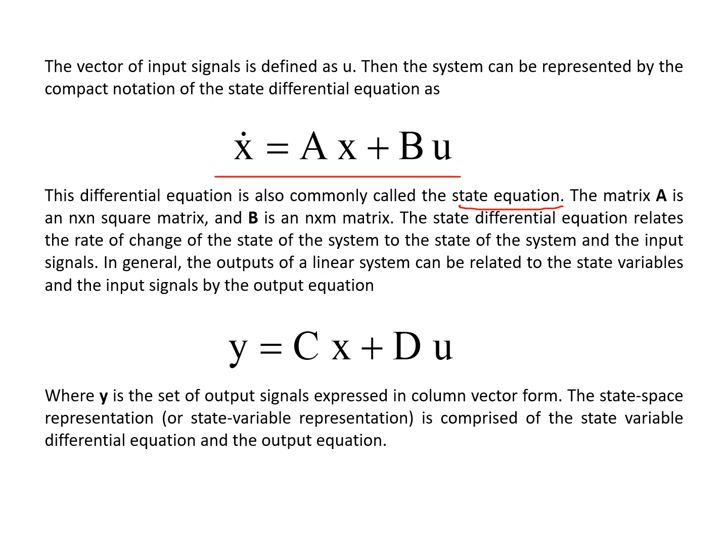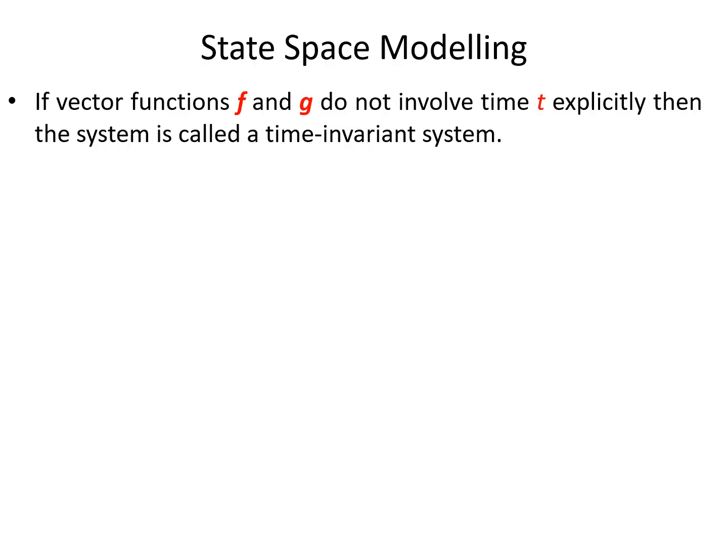In general, the outputs of a linear system can be related to the state variable and the input signal by an equation as y is equal to Cx plus Du, where y is considered as the output signal expressed in column vector form. The state space representation is comprised of the state variable differential equations and the output equations. So these two equations you must remember.